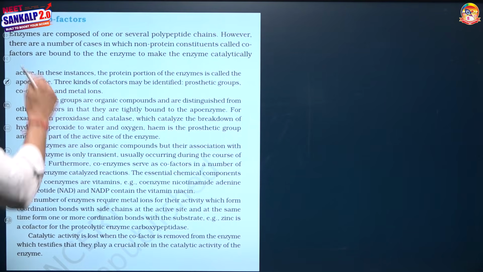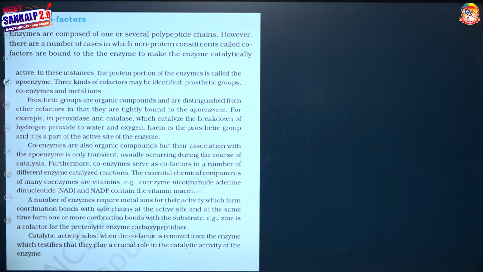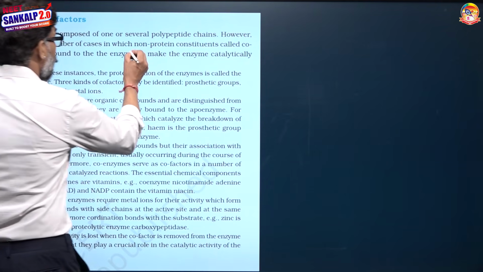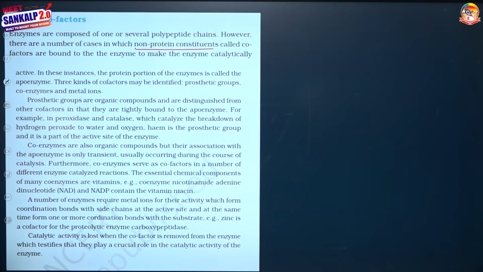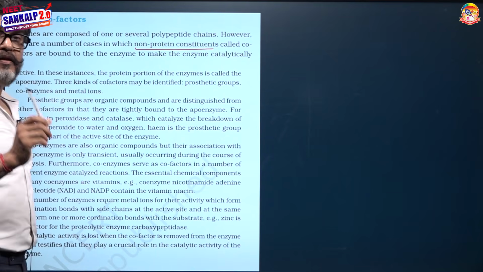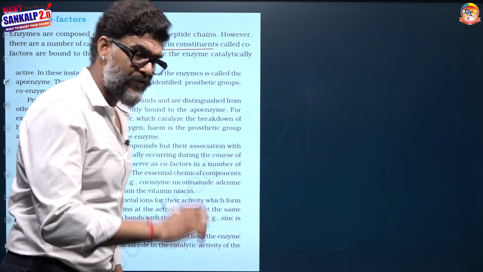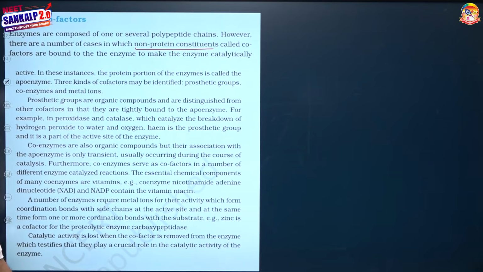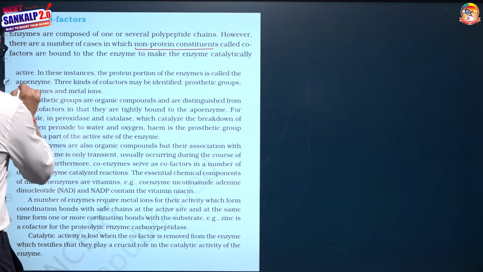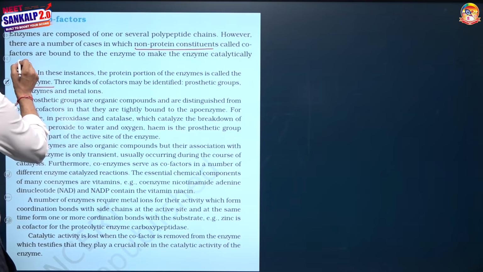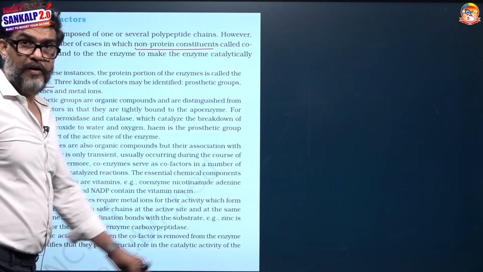Then cofactors. Enzymes are composed of one or several polypeptide chains. However, there are a number of cases in which a non-protein part, also called cofactors, is bound to the enzyme to make it catalytically active. What is the function of cofactors? Catalytic activation of the enzyme. In these instances, the protein portion is called apoenzyme. The protein part is known as apoenzyme, and the non-protein part, we have discussed, is also called cofactor.